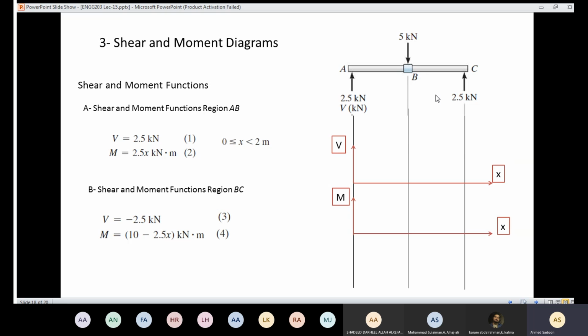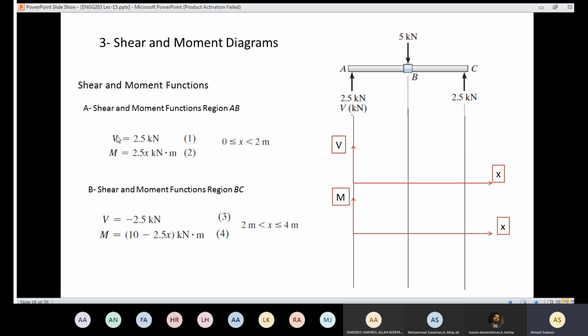So those equations are valid only for that part, and those equations are valid only for that part. So remember those equations between 2 and 4. Now I need to draw a diagram for the shear. In order to draw the diagram for that region, I need to use that formula.